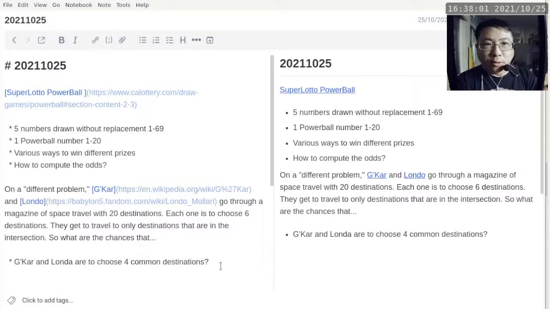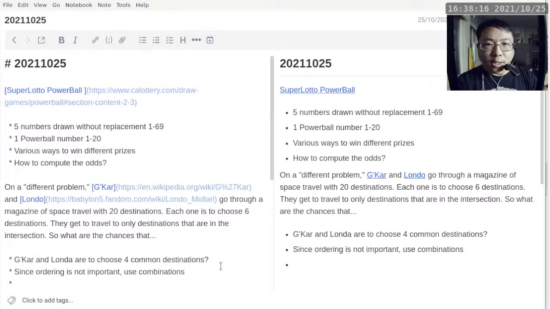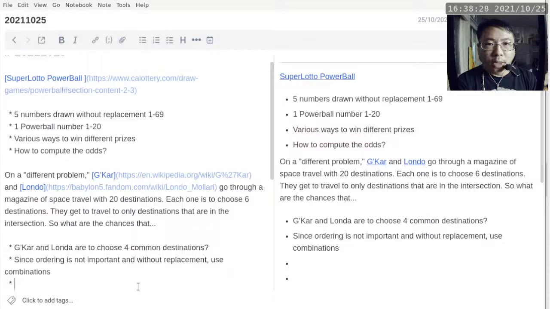Let me just jot down some notes here, because you guys have made some very good points already. So since ordering is not important, count or use combinations. Very good. And also there's one more thing here, without replacement. In other words, we cannot choose Earth 6 times. You can only choose one destination up to once, and then you have to move on to another possible destination. So what else are we going to do?